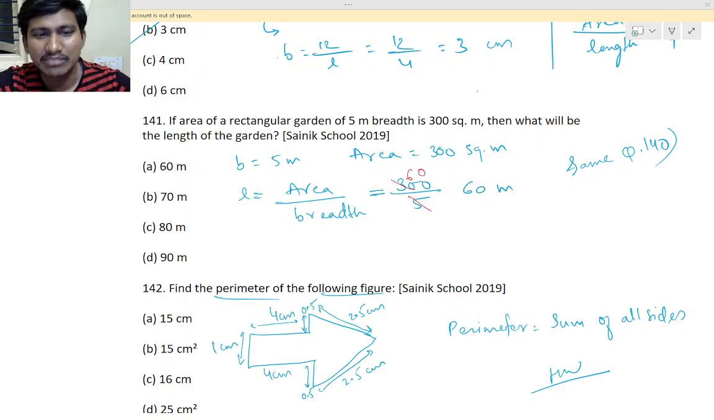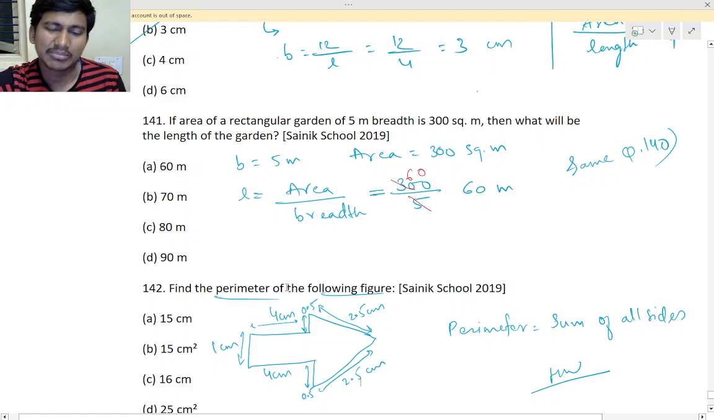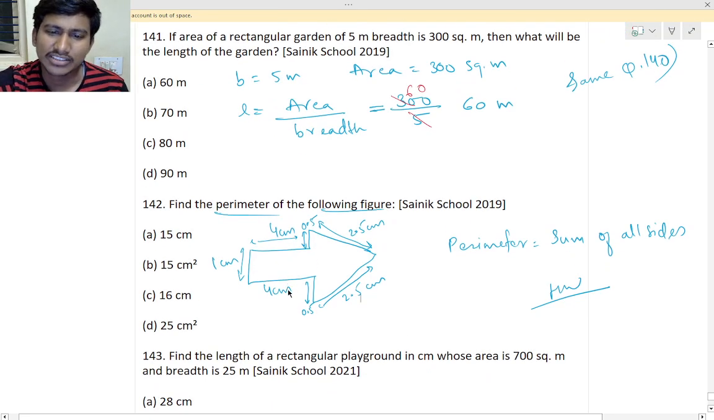These are the dimensions. You find the perimeter by adding all the sides. You just have to take the sum, the addition.